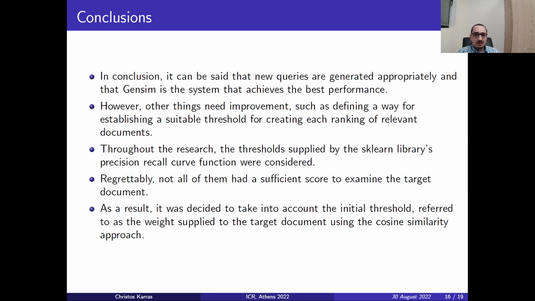So in conclusion, we can say that new queries are generated approximately, and that Gensim is the library that achieves the best performance, as we previously said. However, some things need improvement, such as defining a way of establishing a suitable threshold for creating each ranking of relevant documents, as we said in the introduction. Throughout this research, the thresholds applied utilizing the sklearn library precision recall curve function were considered, but not all of them had a sufficient score to examine the target document. So as a result, we decided to take into account the initial threshold, referring to the weights applied to the target document utilizing the cosine similarity approach.